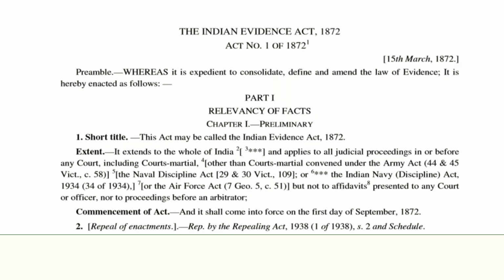Indian Evidence Act. This act actually applies to all judicial proceedings before any court, including the courts martial. But the exception is that if that court martial is coming under Army Act, Naval Discipline Act, Indian Navy Act or Air Force Act, it will not be applicable. That is, courts martial under these acts will not attract the Indian Evidence Act. And in addition to this, affidavits presented to any court or officer and proceedings before an arbitrator will not fall under the Indian Evidence Act.